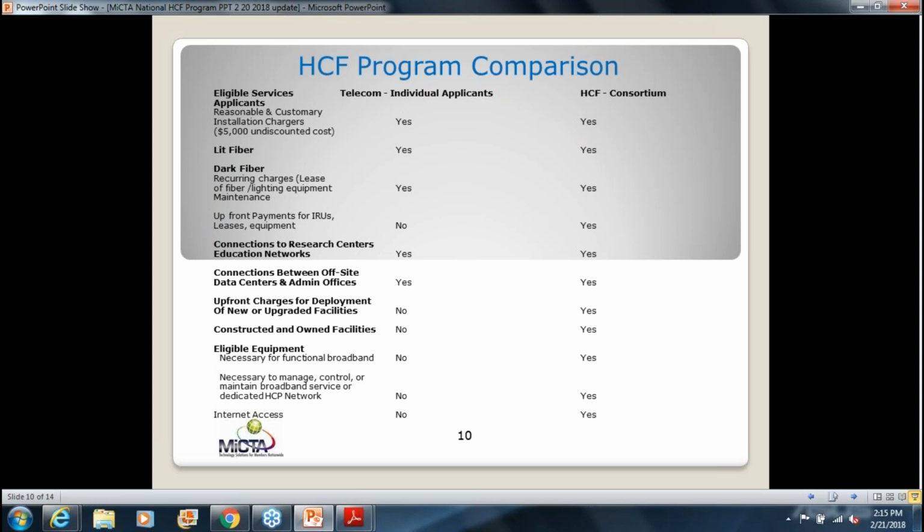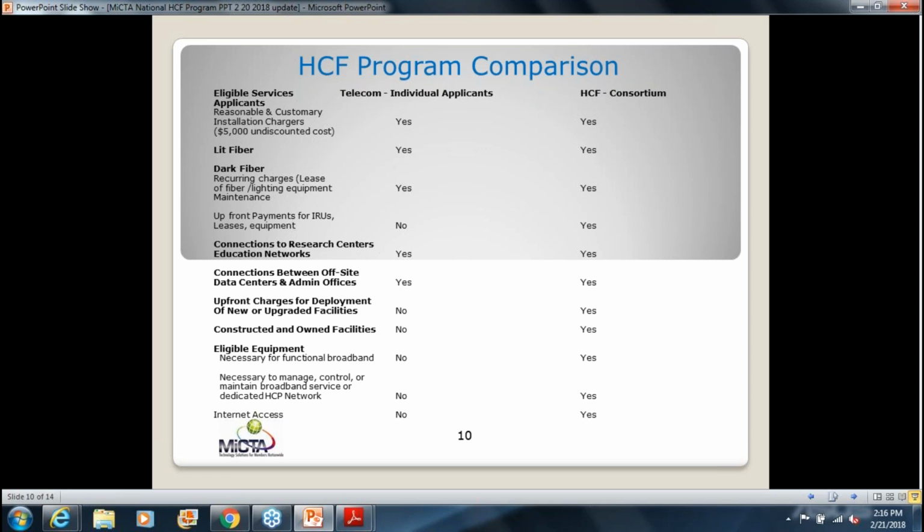Now here's a comparison. We spoke in the beginning that there were 2 sub-programs. The other sub-program is called the Telecom program. Now the Telecom program is only for individual applicants. You cannot have a consortium filing under the Telecom program. And as you can see in cross-reference there, relative to installation charges, both are covered under both programs. Lit fiber, yes, under both programs. Dark fiber under both programs.